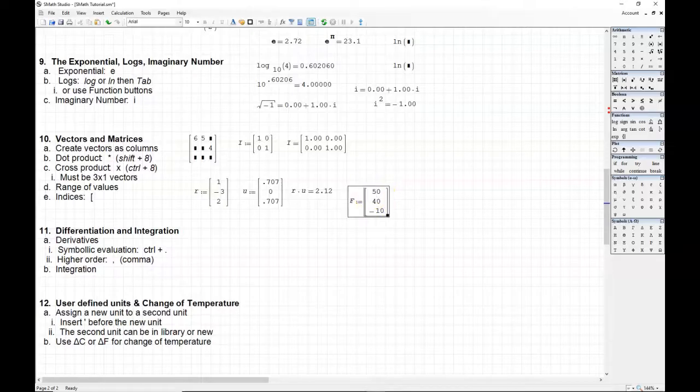Let's do a cross product of R cross F. This would yield a moment vector. For cross products, we have to have 3 by 1 vectors. R cross F. To get the cross operator, we must use a Control 8, not an X, but the Control 8, then F, and then equal. And there would be our moment.